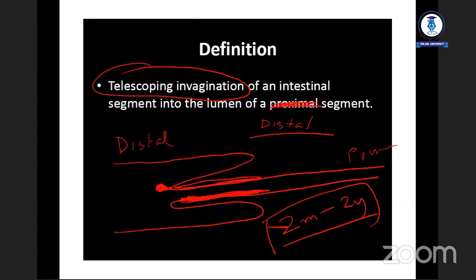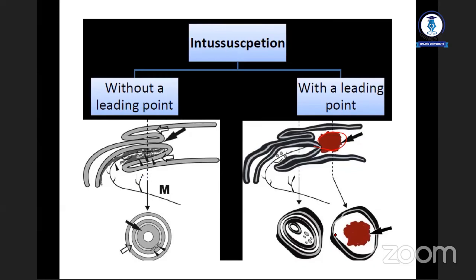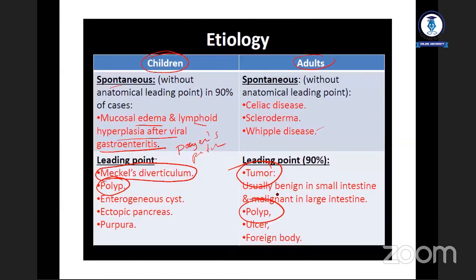There may be a lead point present, there may not be a lead point present, but usually if someone is having intussusception and is greater than 2 years, then that's usually due to a pathological lead point, maybe in the form of Meckel's diverticulum or a polyp. So remember this, there are usually lead points. What are the lead points over here? In case of children, Meckel's diverticulum and polyp are the more important ones. In case of the elderly population, tumor, maybe benign or malignant, and polyps. These are the important things.